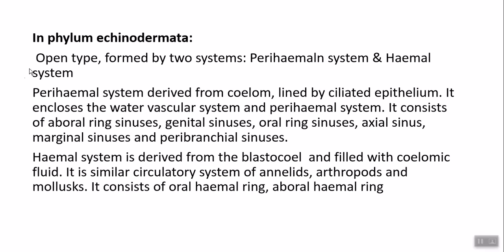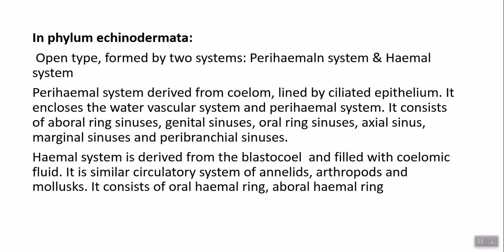Alright, now let's move to the echinoderms. The echinoderms have an open type of circulatory system formed by two systems, that is the perihemal system and the hemal system. The perihemal system is derived from the coelom lined by ciliated epithelium. It encloses the water vascular system and the perihemal system. It consists of rings of genital sinuses, oral ring sinuses, axial sinuses, marginal sinuses, and peribranchial sinuses.